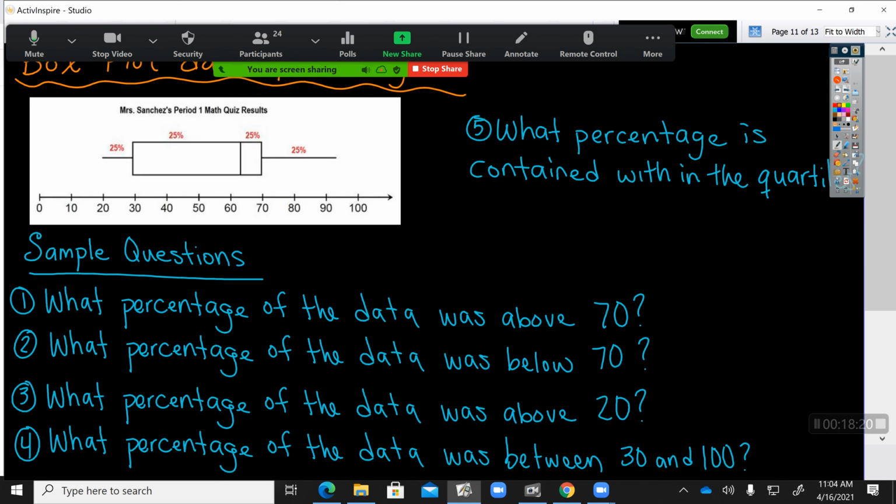All right, so on this next part, these are percentage style questions. So all you need to remember, and this is very easy to remember, is that between every space, it's 25% of the data. Between every space or every value that you calculated when you created your box and whisker plot.